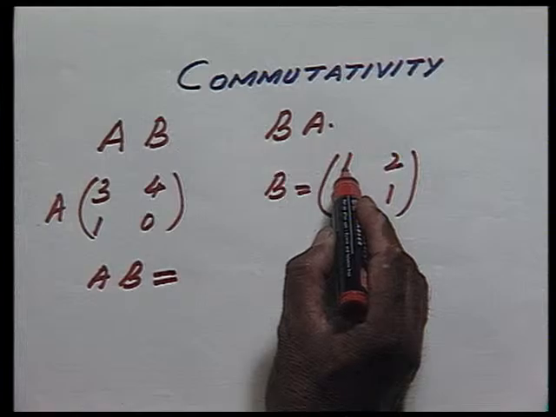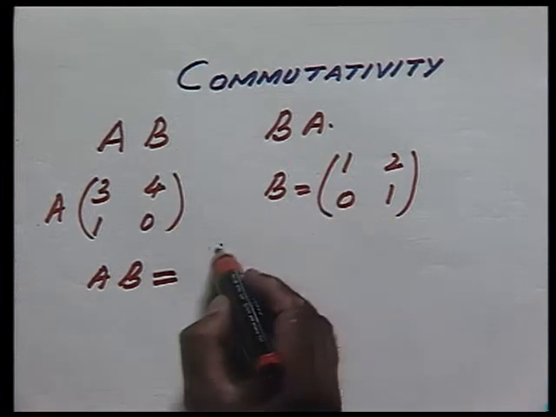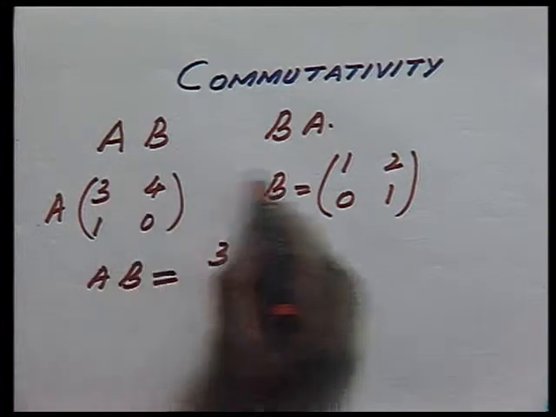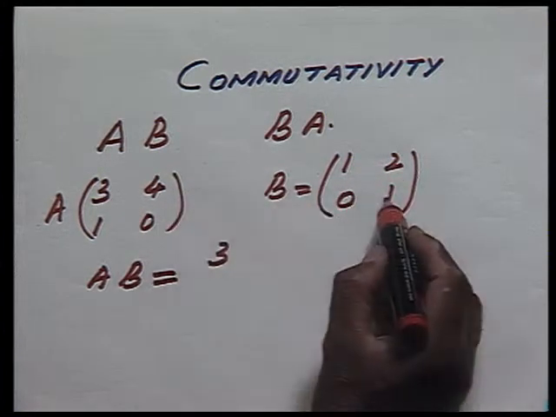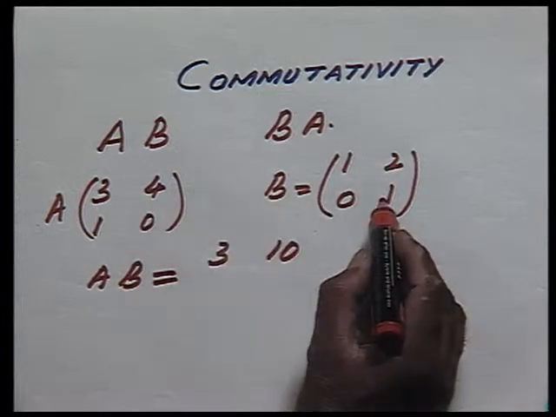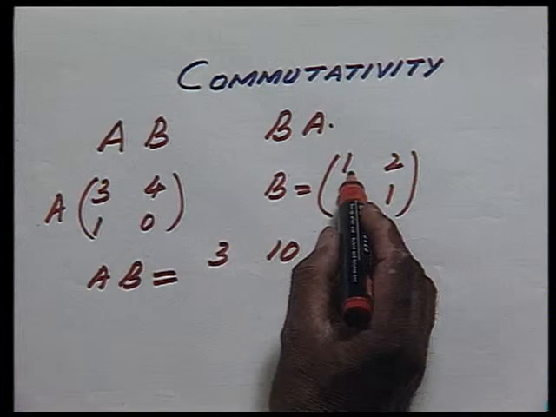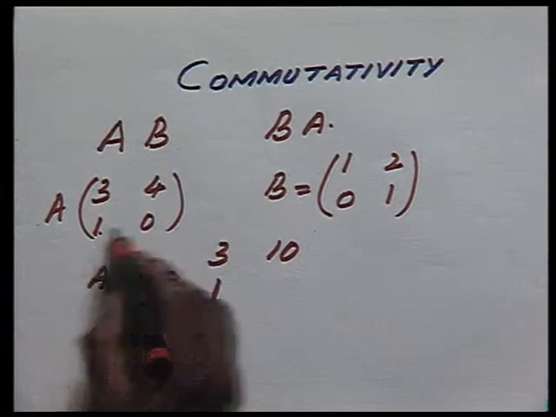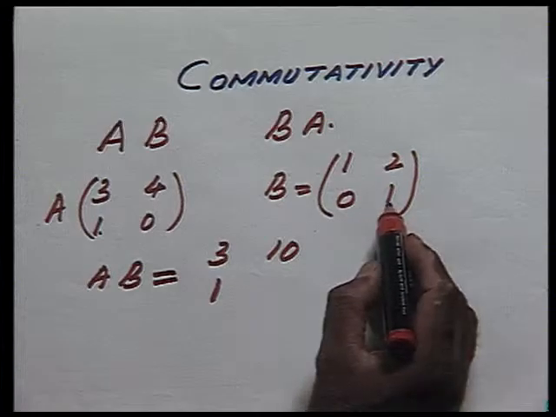3 multiplied with 1, 4 multiplied with 0, first element will be 3. 3 multiplied with 2, 6, 4, that is 10. See, 3 2s are 6 plus 4 times 1. 1 times 1, 0 times 0, which is equal to 1. 1 times 2, 0 times 1, so this is 2.